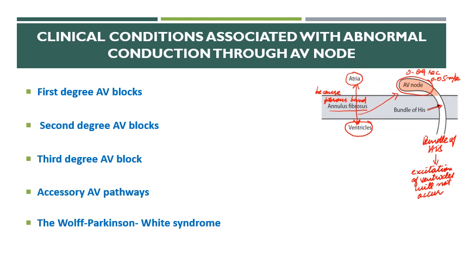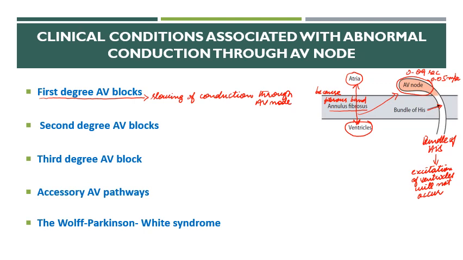The first type of clinical abnormality that occurs due to abnormal conduction through the AV node is the first degree atrioventricular block. In first degree atrioventricular block, the reason is slowing of conduction through AV node.